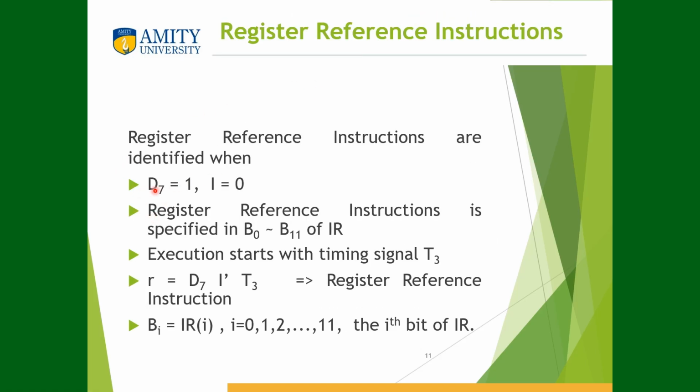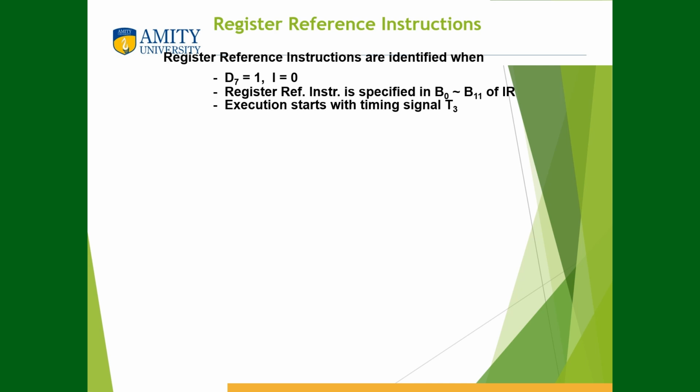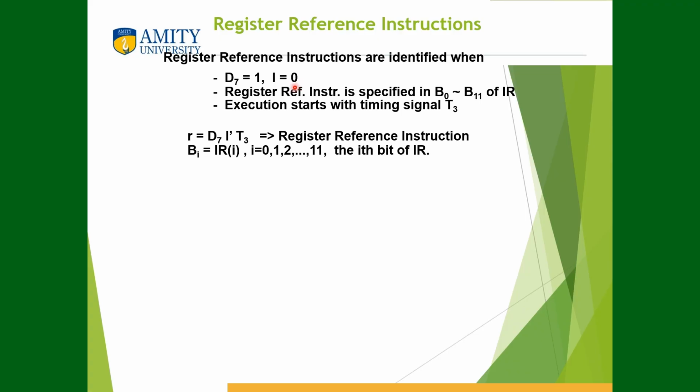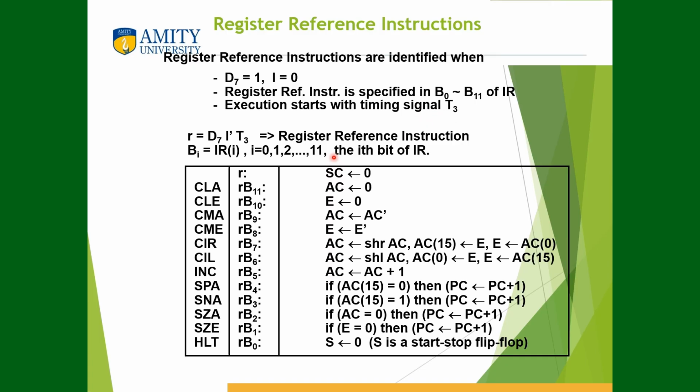Just as we studied, these are the conditions for the register reference instruction. They are identified when D7 is 1 and I is 0. They are specified from B0 to B11 and executed at T3. Here are the register reference instructions from B0 to B11, and we can understand that each instruction has its own way of operating, and it has different micro operations that are executed.